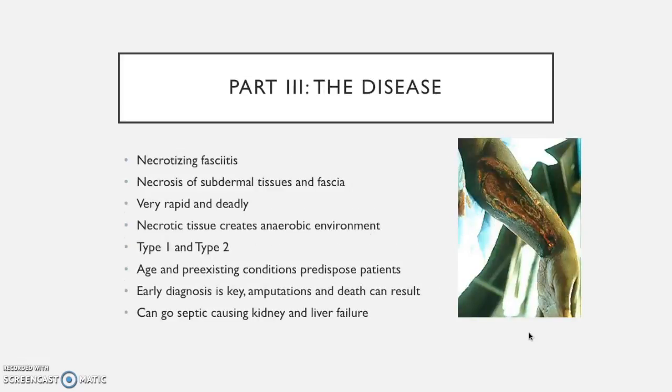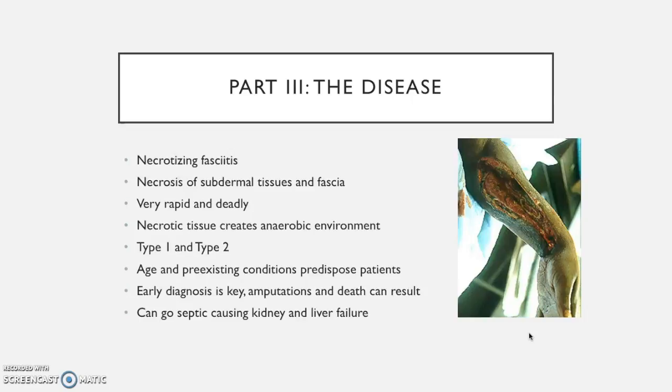So part 3, the disease. It was determined to be necrotizing fasciitis, which causes subdermal necrosis of tissues in the fascia. And it's very rapid and deadly, and it's mainly the anaerobic environment. So the necrosis causes an anaerobic environment, but an anaerobic environment could also cause necrosis. There are actually 3 types of strep, but the third is gas gangrene, which is not applicable in this case necessarily. So the type 1 and type 2 would be the ones to differentiate here.